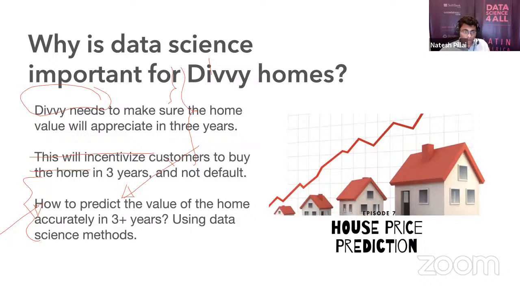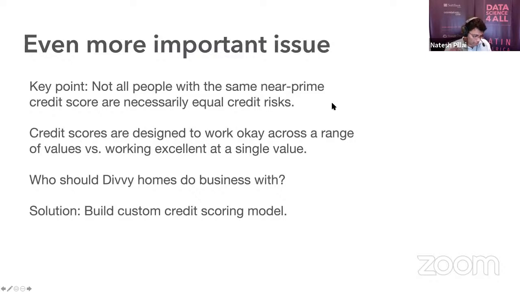All right, so here is another example where you can really see the utility of data science. An even more important issue is to think about where the competitive advantage is coming from. Notice that their target base is people who are near prime, not necessarily people who already have good credit, but not quite bad either. So you have to decide whom Divi should do business with. What kind of customer base should we give the loan to? Well, the competitive advantage is coming because they needed to build their own custom credit scoring model.